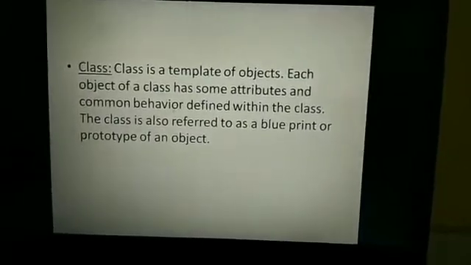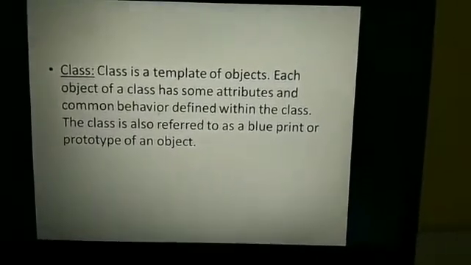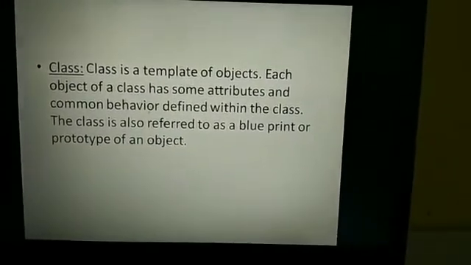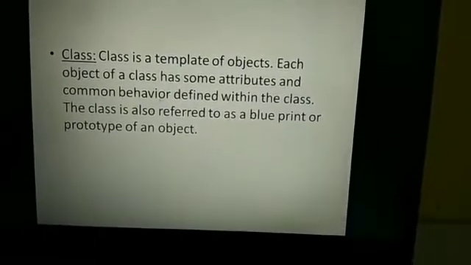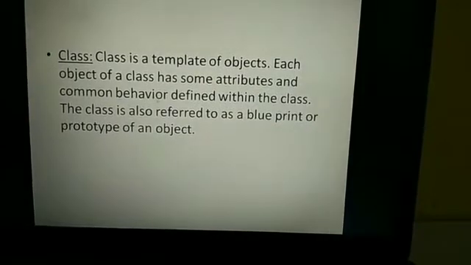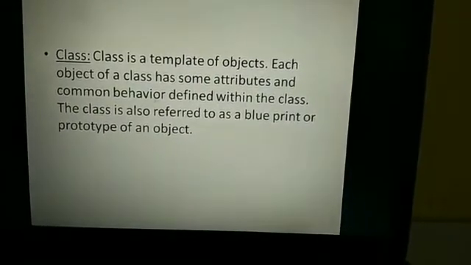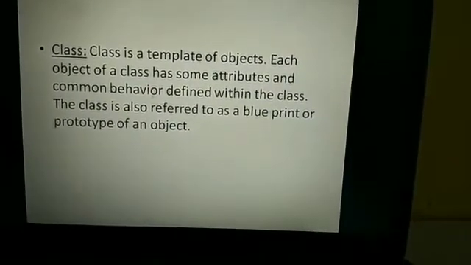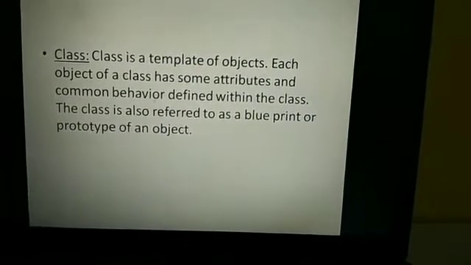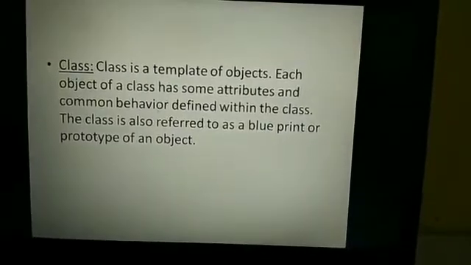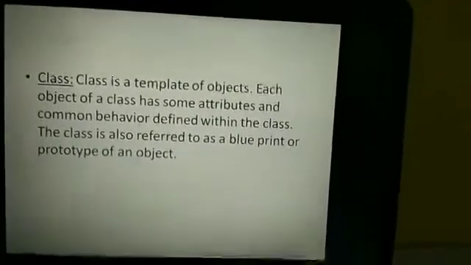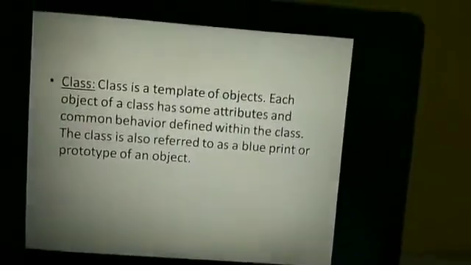The next one: I have even told you the definition of a class in your 8th standard lecture. A class is a template of objects. Each object of a class has some attributes and common behavior defined within the class. A class is also referred to as a blueprint or a prototype of an object. Tell me, what is an example? What example can you give for this?